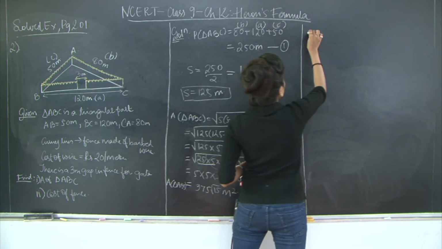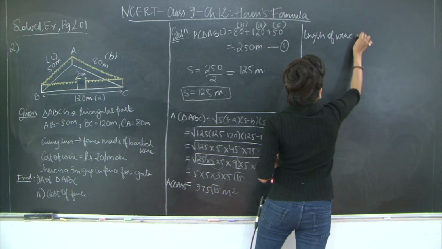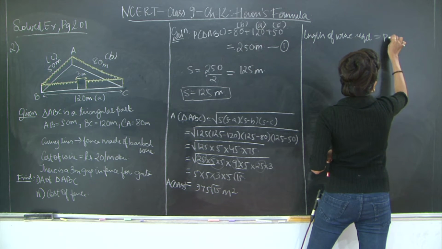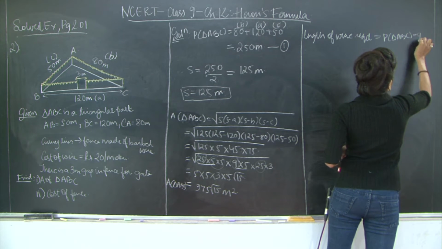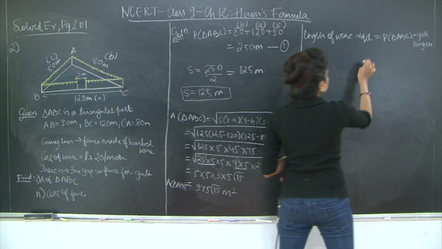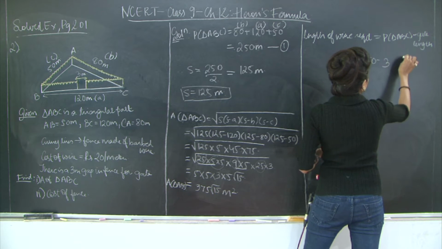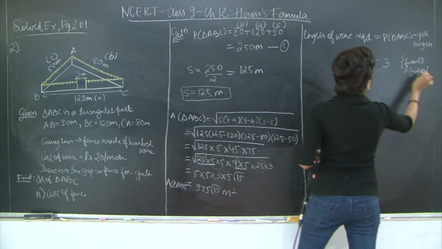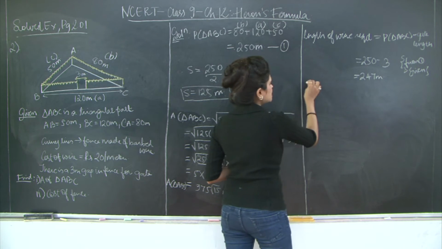So what I am going to say is the length of wire required is equal to the perimeter of triangle ABC minus the gate length, right? So this is going to be how much? 250 minus 3. Now 250 minus 3 is 247. So this is the length of wire.